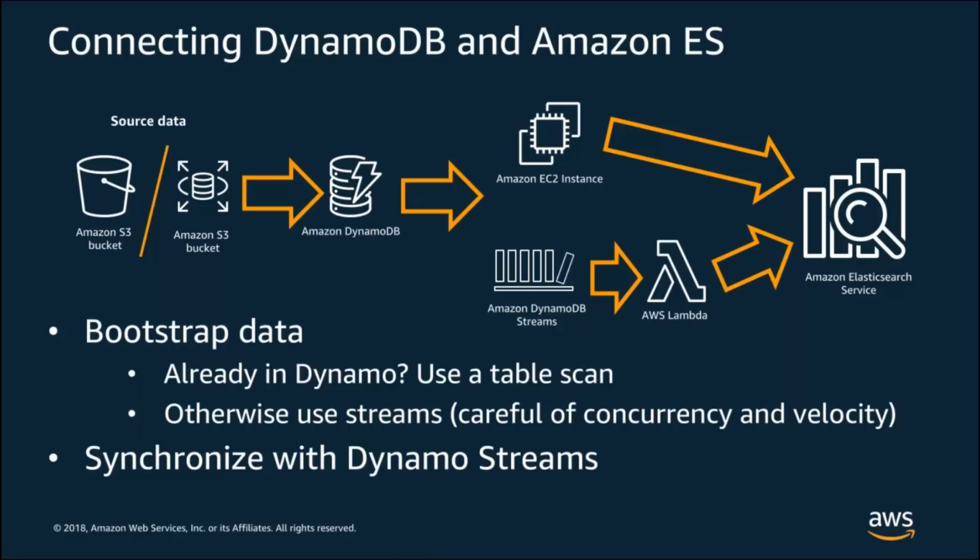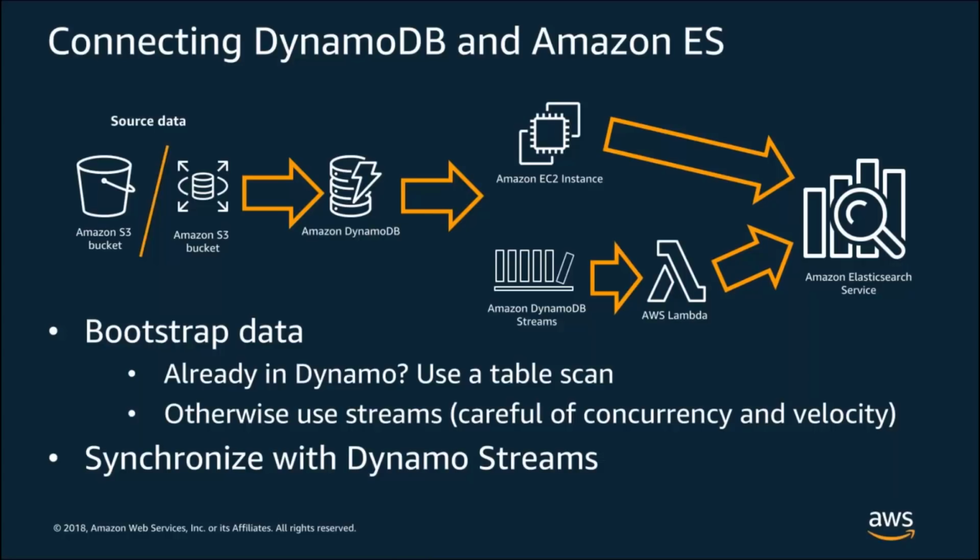If I already have it in Dynamo, then I need to use an EC2 instance or similar to do a table scan and pull out the items one by one, construct the JSON for Elasticsearch, and then send that data to Elasticsearch service. If it's not already in Dynamo, though, I can hook up Dynamo streams, and then as I send my data to Dynamo, that stream will reflect all of the new items that I'm sending into my Dynamo table, and I can forward that to Elasticsearch service with Lambda.